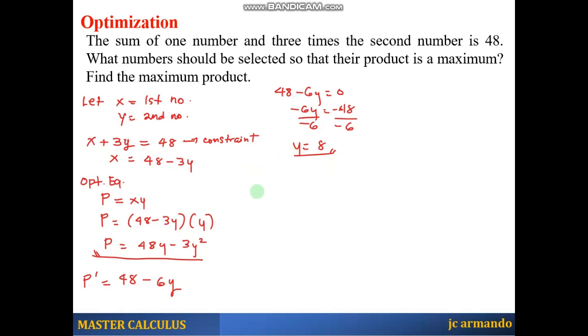So, i-check natin using second derivative. So, P double prime. Derivative of 48 is 0. Derivative of negative 6y is negative 6. So, P double prime of 8 is just negative 6, less than 0. So, therefore, maximum.